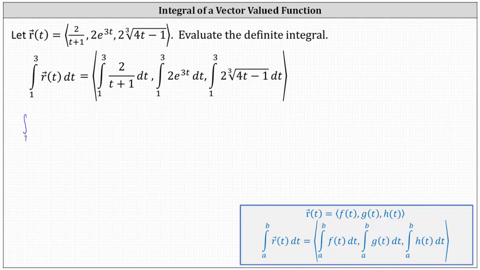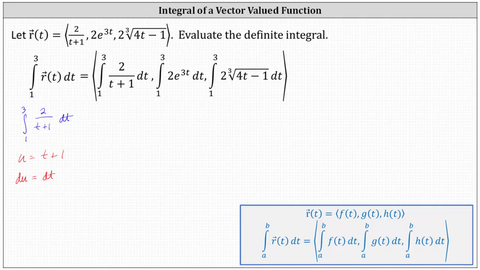We have the definite integral from 1 to 3 of 2 divided by the quantity t plus 1 dt. To help us recognize which integration formula to use, let's perform u substitution, where u is equal to the denominator of t plus 1, indicating du is equal to the derivative of t plus 1 times dt, giving us 1 dt or just dt. And now let's write the integral in terms of u, leaving off the limits of integration, because the limits of integration are t values, not u values.